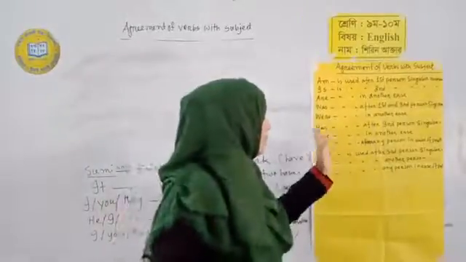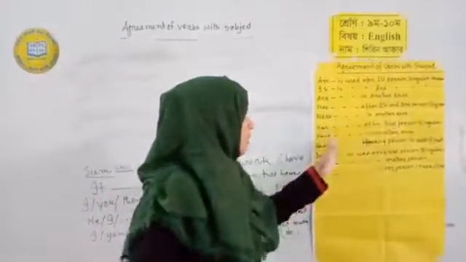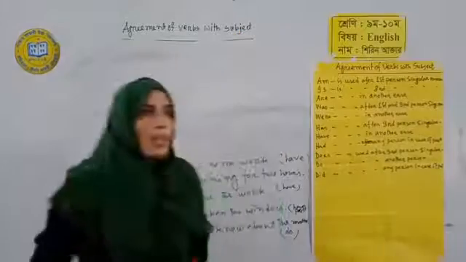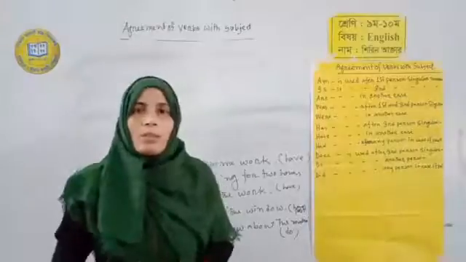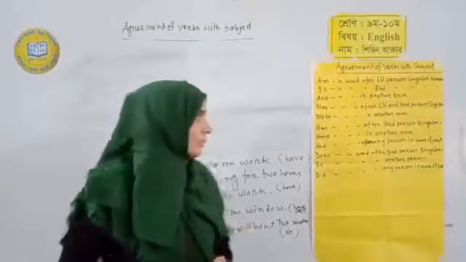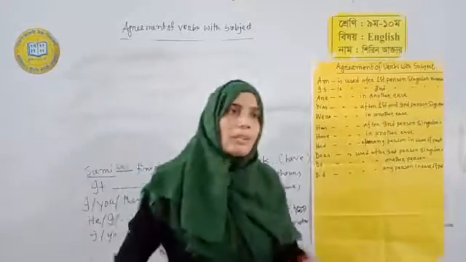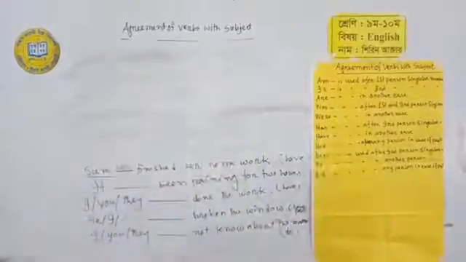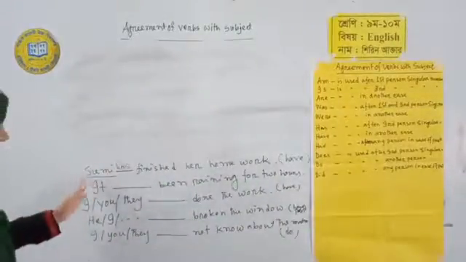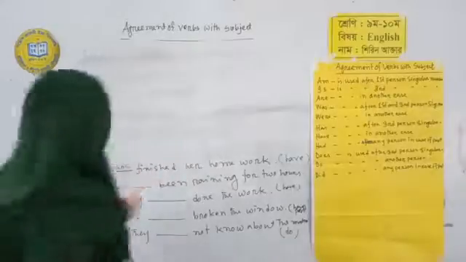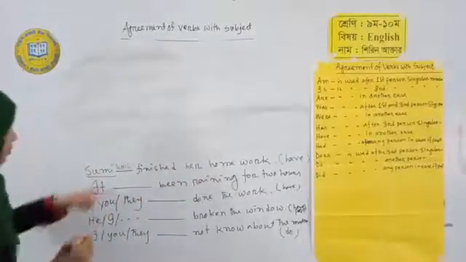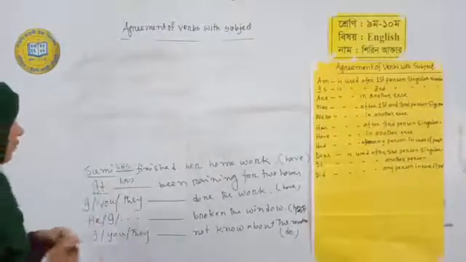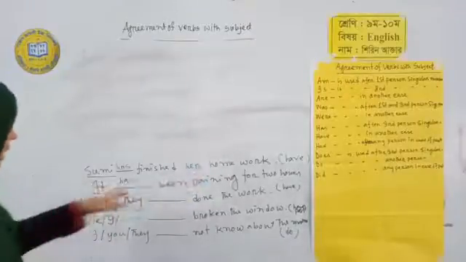So except for third person singular number, for all the other persons, that means first person singular and plural, second person singular and plural, and third person plural, in all cases have is used. Here has is used at the third person singular number. It is also third person singular number, so you have to use has here. If we use the present form of the have verb, then has is used after it.